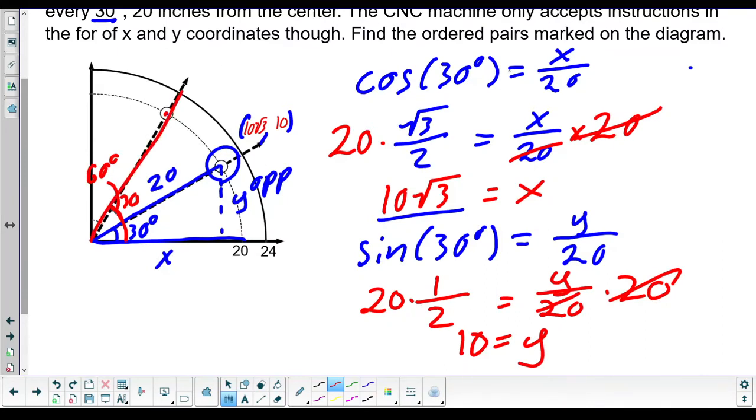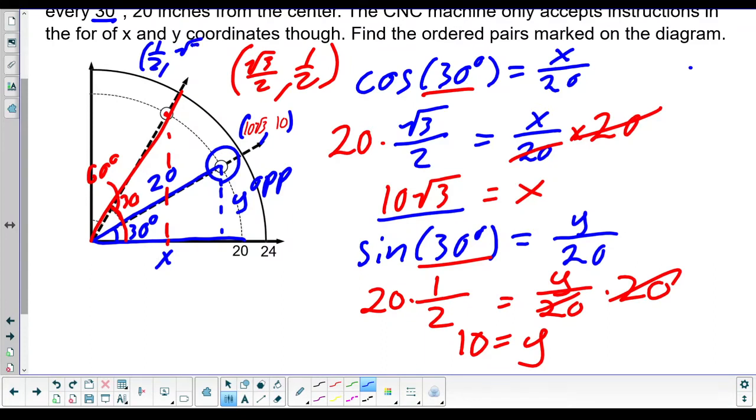And then you repeat this process with 60 degrees here. Draw a bigger triangle like that. And you can probably guess that these just flip, because at 30 degrees it's radical 3 over 2, 1/2. At 60 degrees, it's 1/2, radical 3 over 2. And you'd be right. They do just flip. So it'll be 10 radical 3 as the y. They flip for 60. So there we go.